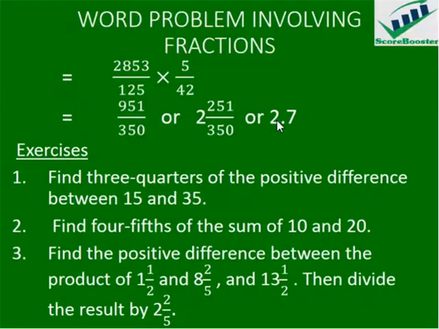or you convert it to a mixed fraction, or you convert it to a decimal. So these are the 3 results. They are the same thing. 951 over 350 converted to a mixed fraction, you have 2 whole number 251 over 350, and when you convert it to decimal, you have 2.7. So that ends the solution of the example.